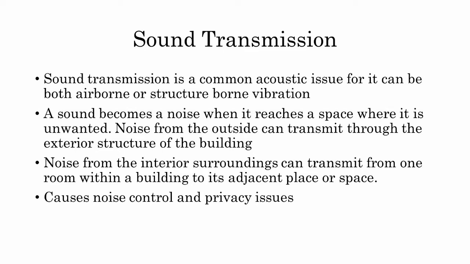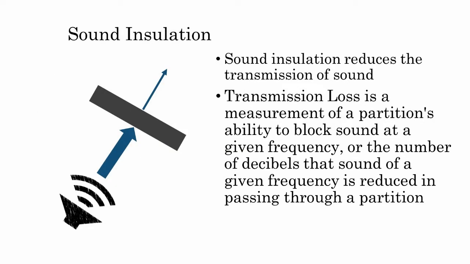Noise from the outside can transmit through the exterior structure of the building. Noise from the interior surroundings can transmit from one room within a building to its adjacent place or space. Lastly, sound transmission causes noise control and privacy issues. Sound insulation. Sound insulation reduces the transmission of sound.